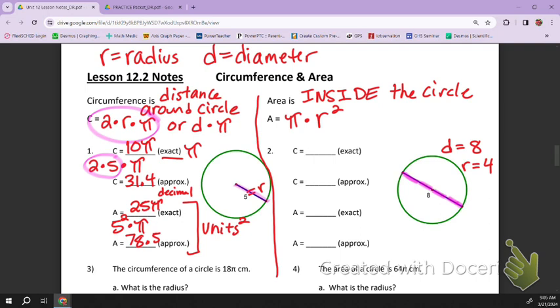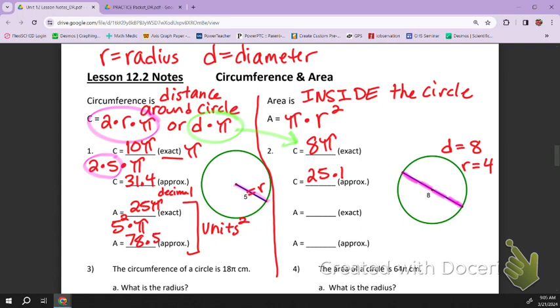So now let's find the exact circumference. This time I'm just going to use the other formula because it's written in terms of diameter. So I'm going to do 8 pi. That's my exact answer. In my calculator, I'm going to do 8 times pi. I'm going to approximate to the nearest tenth, 21.5.